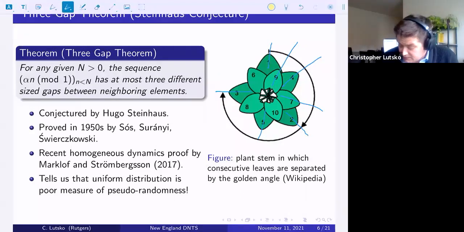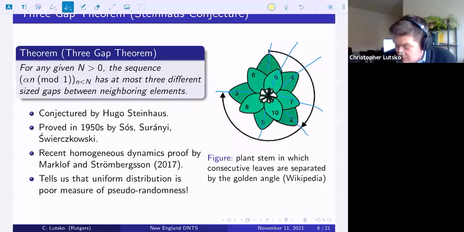And I should highlight that there's a very nice paper by Marklof and Strömbergsson in 2017 where they were able to recover the three-gap theorem using homogeneous dynamics. So if that's more your flavor, then I would suggest that as some reading. But how does this fit into our narrative?